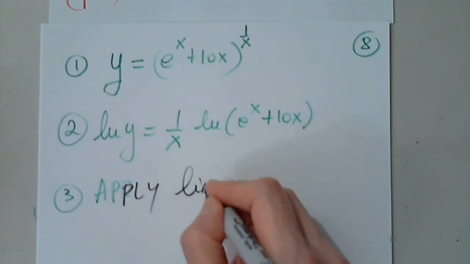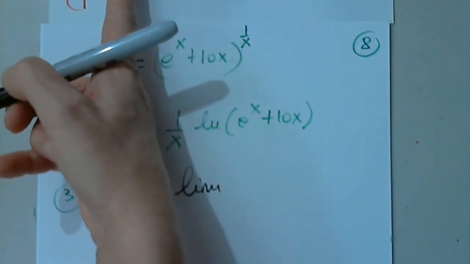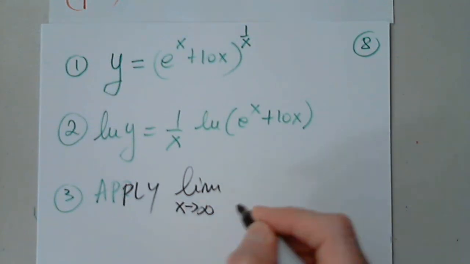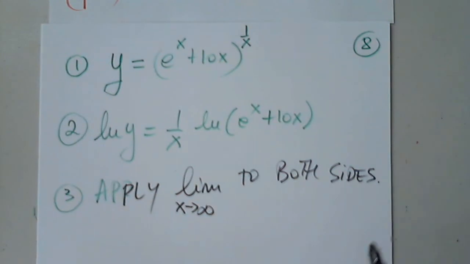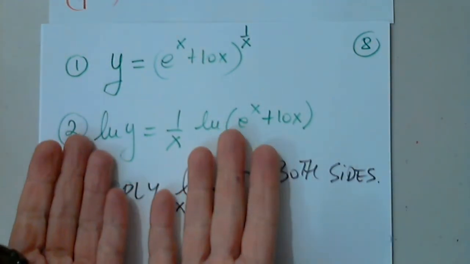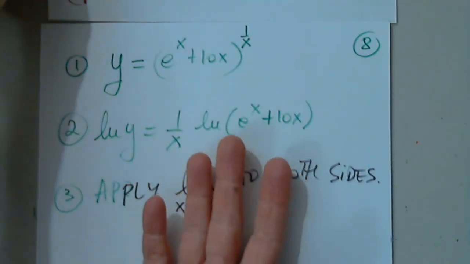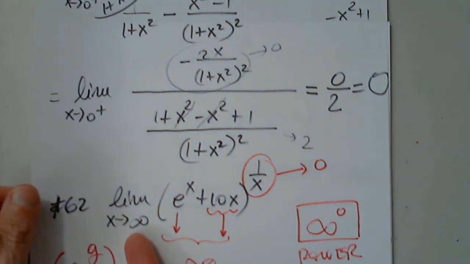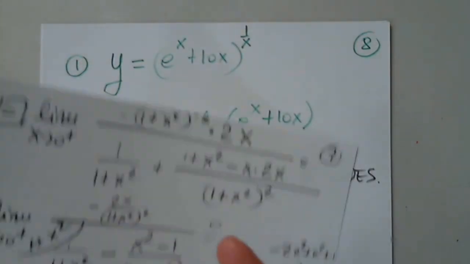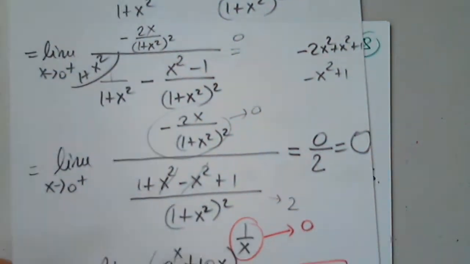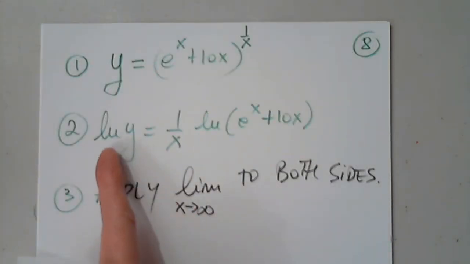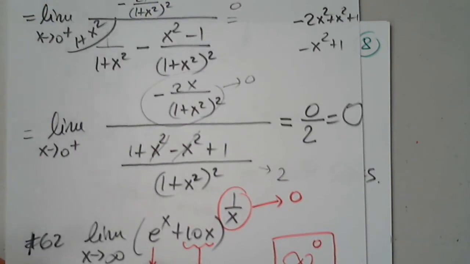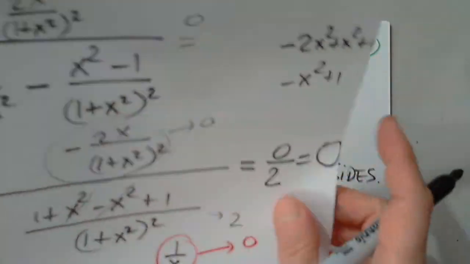In step 3, apply the limit, this limit that I have in the problem, as x approaches infinity to both sides. You can say, wait a minute, you're applying an operator to both sides, but you're not going to fool me. You're not asked to find the limit of natural log, you're asked to find the limit of y. Why are you applying the limit to natural log? This is not the question. You will see where I'm going in a minute.